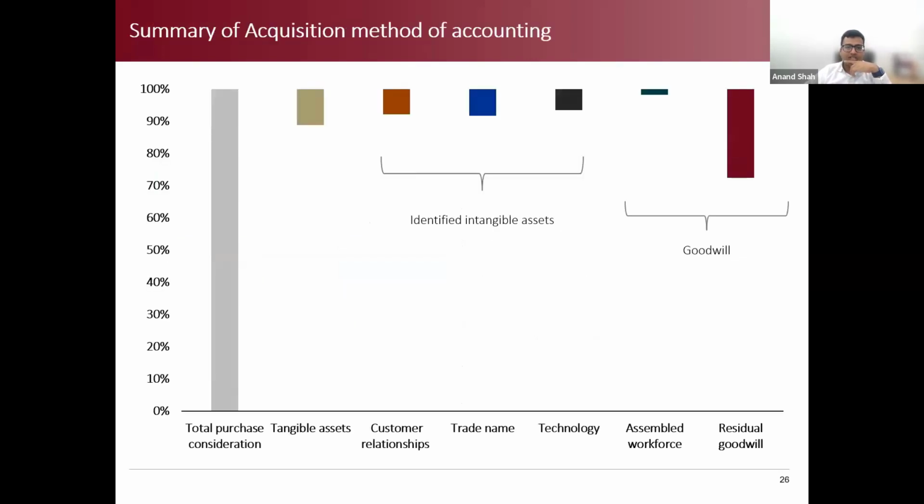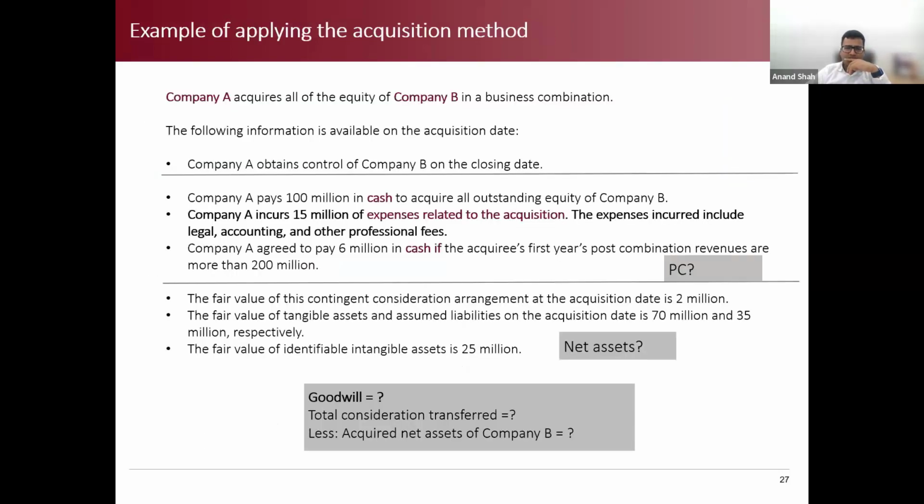This is essentially how a PPA would look like. Basically there'll be a purchase consideration. You will identify tangible assets, intangible assets, and the net amount will be goodwill. Do you guys want to take a quick shot at this in just another illustration? You want to have a look and let me know what the final amount of goodwill would be.